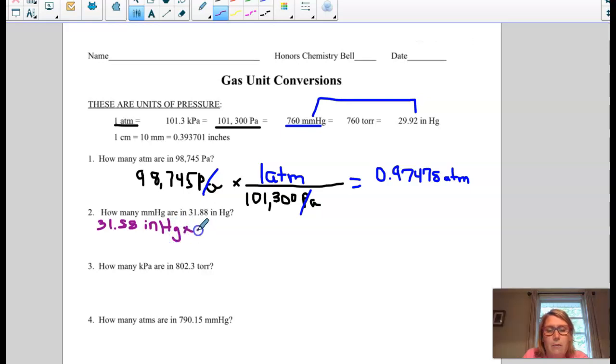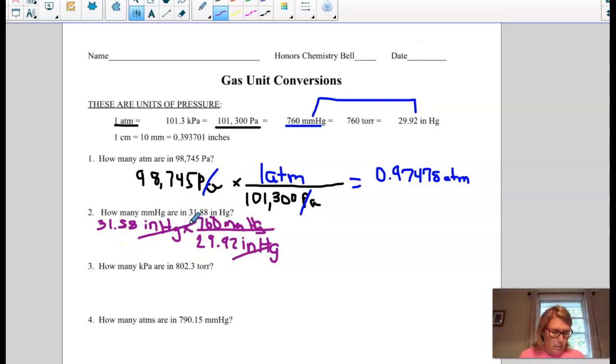and I'm going to multiply, and I'm going to put that right here, and then on the bottom I'm going to put 29.92 inches of mercury on the bottom. And then I'm going to put 760 mmHg on top. Okay. So I'm going to cross this out.